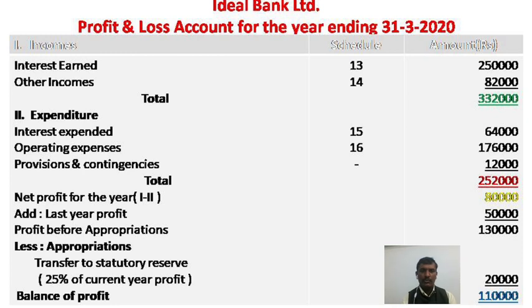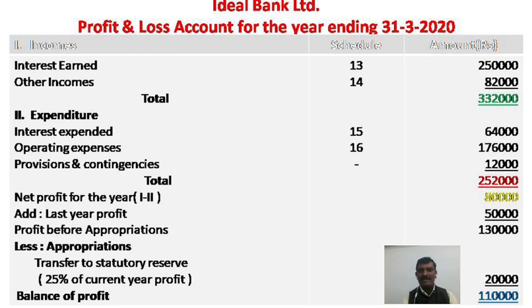And then we have to go for the third part, that is net profit for the year, which can be found by subtracting part 2 expenditures from part 1 incomes. Then we will get rupees 80,000 as the net profit for the year. This 80,000 is essential for us for preparing schedule number 2. So we have not yet completed schedule number 2. After finishing this, we will go there.